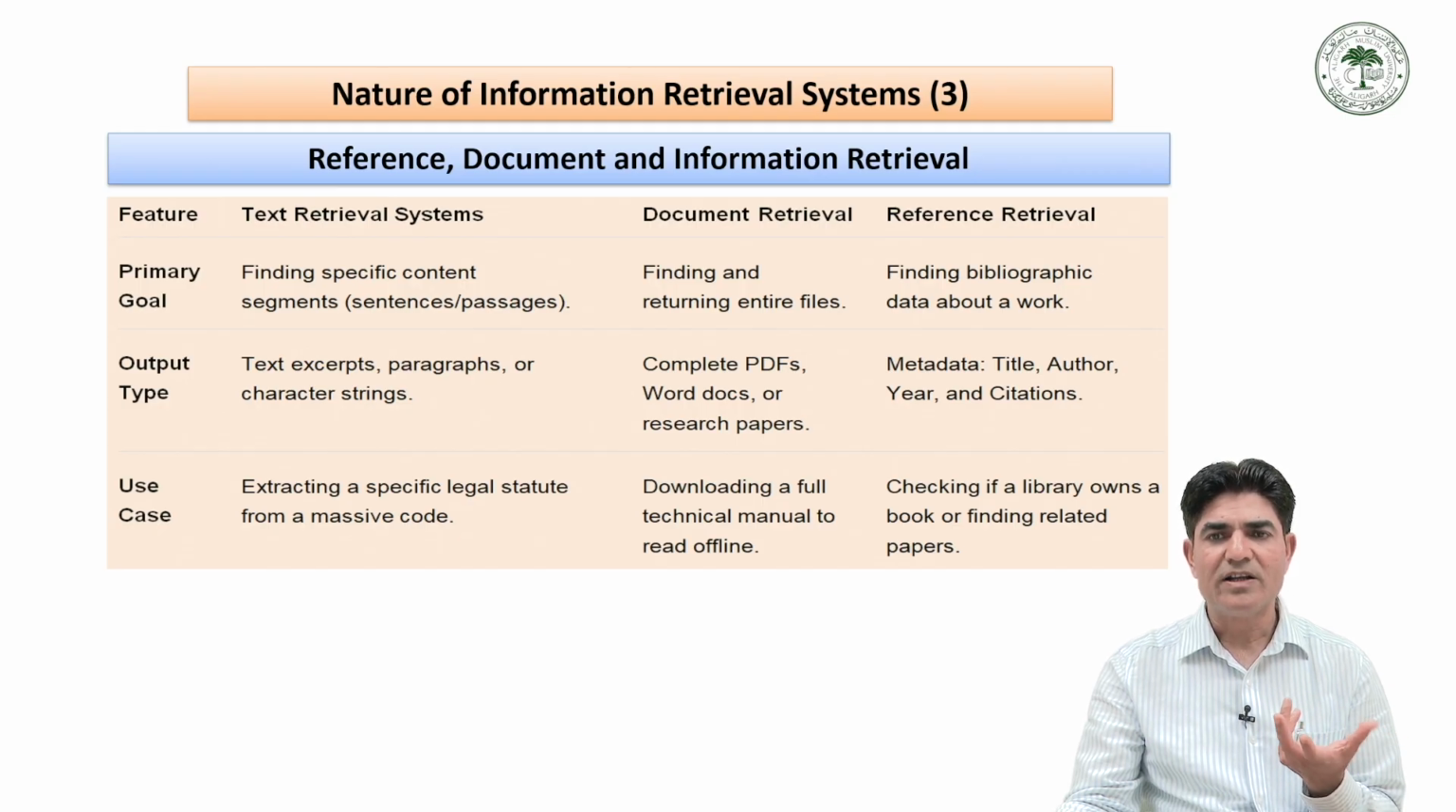In case of reference retrieval, the purpose is checking if a library owns a particular book or finding related documents. In case of document retrieval, we can download a full technical manual or complete article. And in case of text retrieval, we can extract a specific legal statute from a massive code.